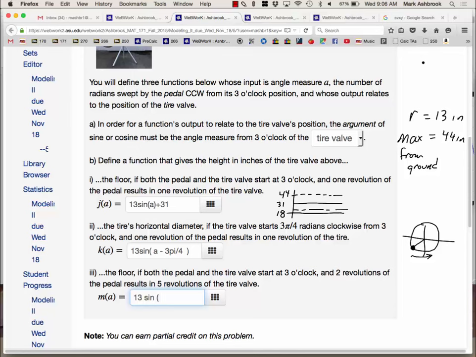So from the floor means again that we're going to add our 31. And so now we don't have a shift, but two. So this is a little tricky. 2 revolutions of the pedal results in 5 revolutions of the tire valve. 2 revolutions of the pedal is equivalent to 5 revolutions of the valve.